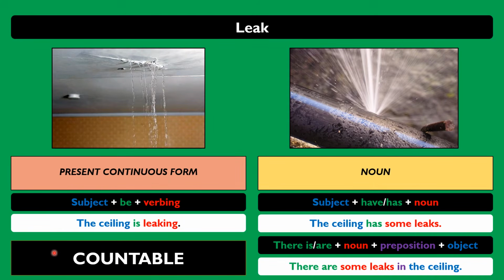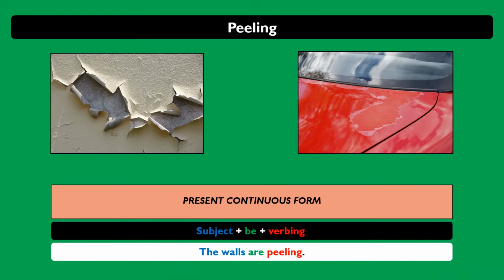Leak. The ceiling is leaking. The ceiling has some leaks. There are some leaks in the ceiling. In this case, we are not using a past participle adjective. We are using the present continuous form, leaking. When we talk about leaking, we are talking about a liquid or a gas that is escaping. Peeling. For peeling, we only have the present continuous form. In this case, the walls are peeling.